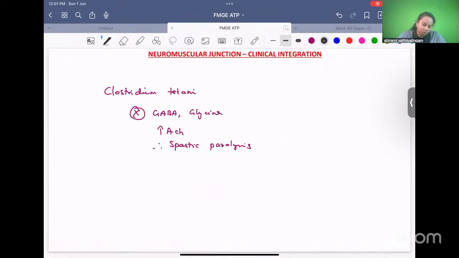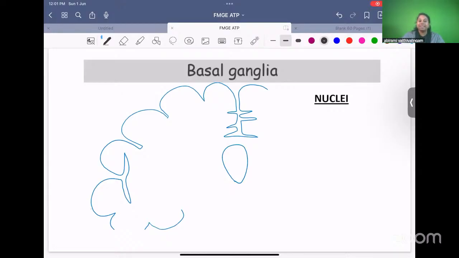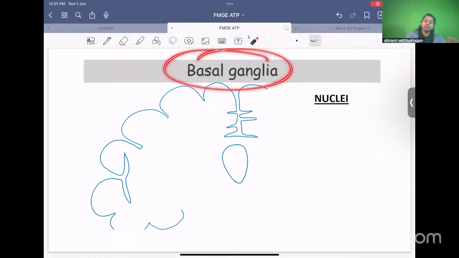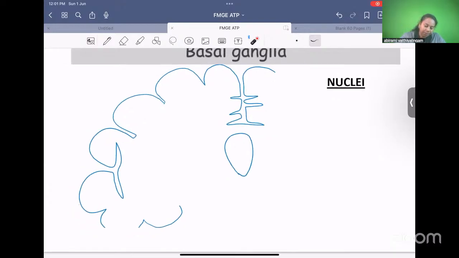Next, let's move on to basal ganglia and cerebellum. Two small topics but high yield topics. First, you should know what are the different parts of the basal ganglia. In the center you have thalamus. Thalamus is not a part of basal ganglia. On both the sides of the thalamus, basal ganglia nuclei will be distributed.